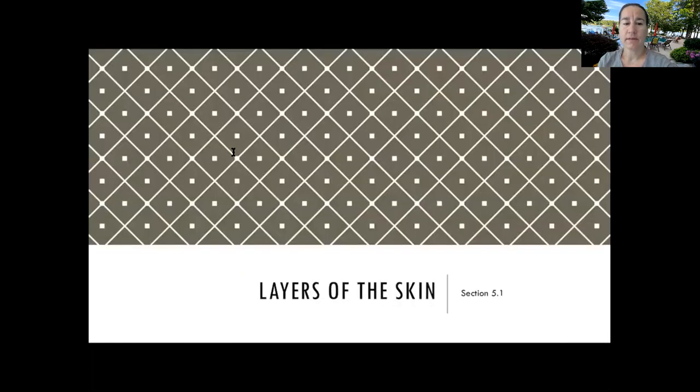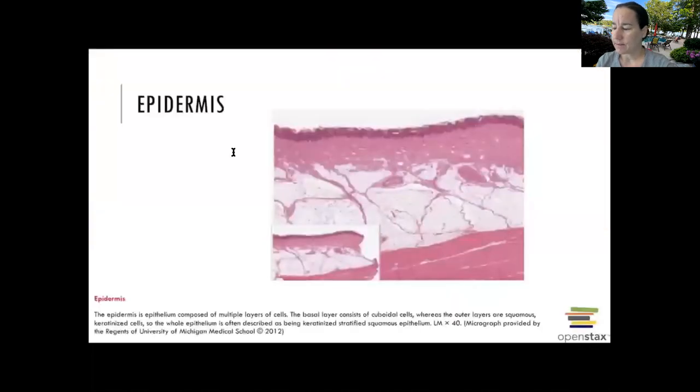So layers of the skin. We're going to start off with the epidermis. That's going to be the outermost layer. Epi's on the outside. And so with the epidermis, it's going to be all of this up here, this guy, that area up there. It's going to come in lots of different layers. They are filled with cells called keratinocytes.